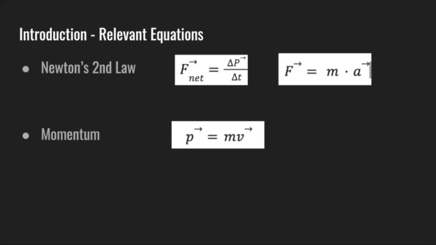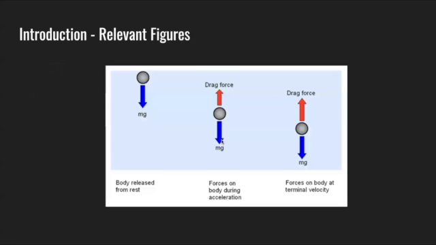Newton's second law can be described using the formula force equals mass times acceleration, but with algebraic substitution, we can make it equal to change in momentum divided by change in time. And then momentum is mass times the velocity vector.